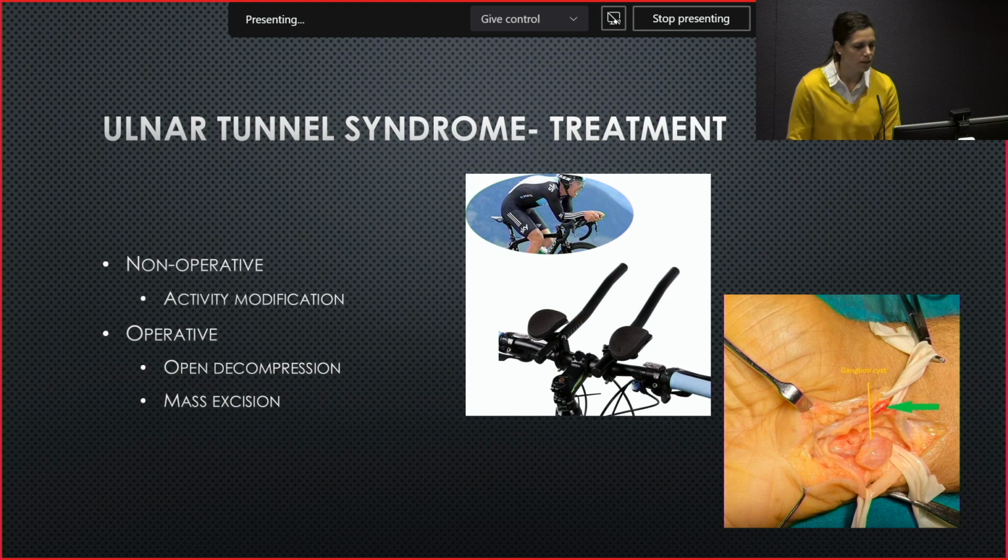Operative intervention is indicated when non-operative treatment fails, or if there's a known mass in the ulnar tunnel. And ulnar tunnel decompression is done through an open approach, and outcome data is limited with small case series that usually show improvement following surgery.